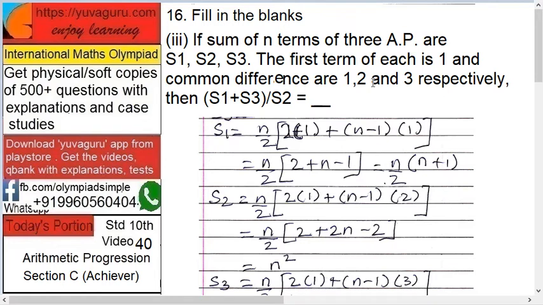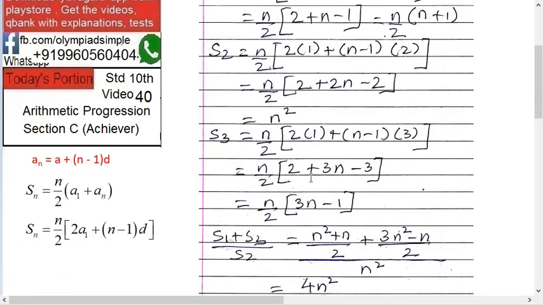Now for S2, n upon 2 into 1, the first term is common, plus n minus 1 into 2, because the CD is 2 for this. So solve this again. You get n upon 2 into 2, the 2 is gone and it becomes n square only. So S2 equals n square.